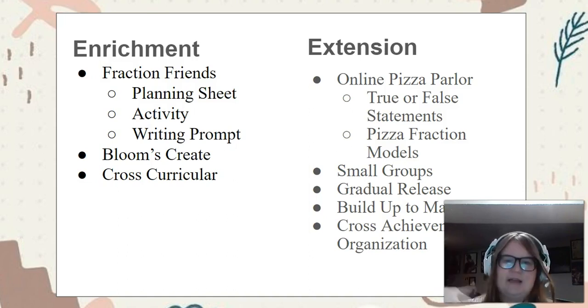I thought this would be really good cross-curricular to get that writing into math, as well as raising up that Bloom's level to create. For the extension, I found an online pizza parlor Google Doc that looks at word problems and true and false statements with comparing fractional models for smaller or greater equal parts. I'm going to pull this as a small group pull, pairing my highs and my lows so there's a mix, and then we'll do a gradual release model.